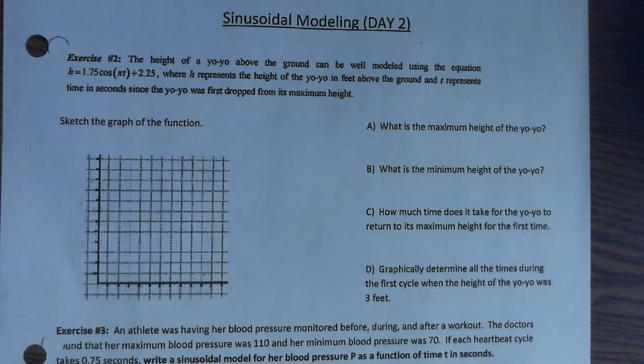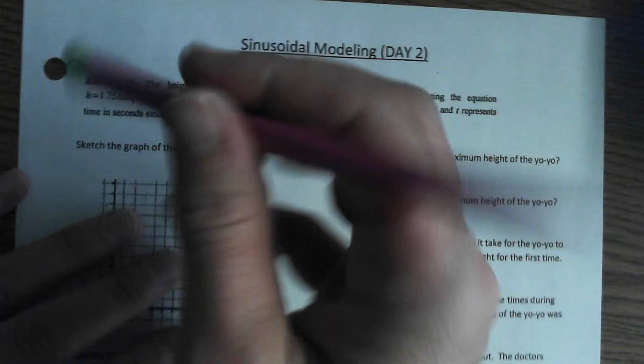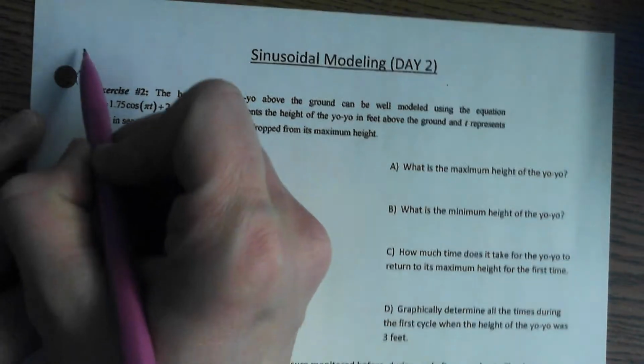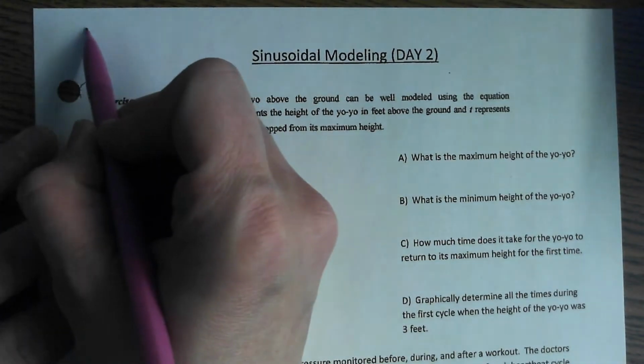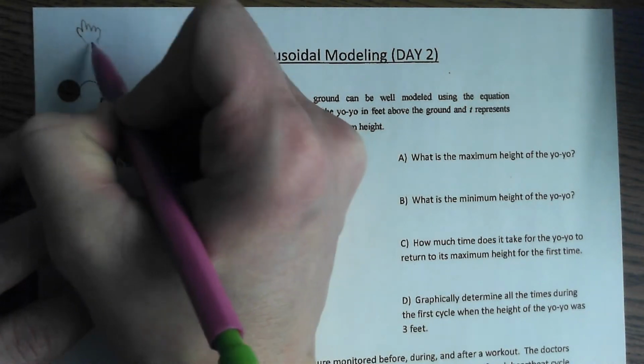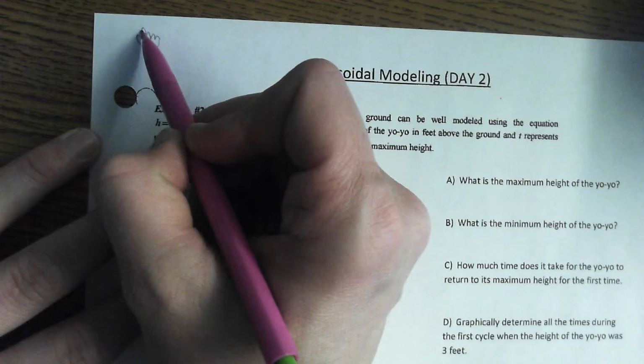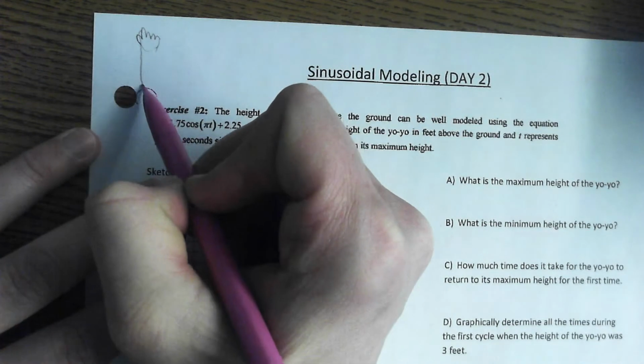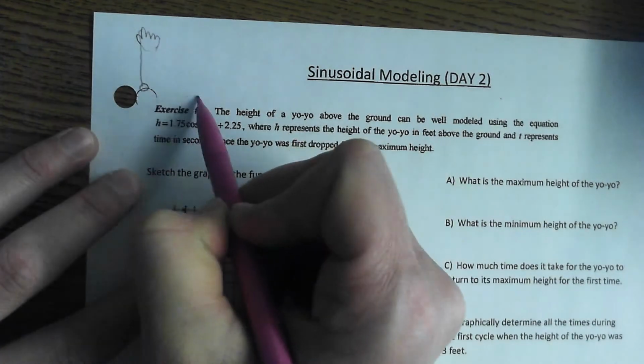We all agree that when you're dropping a yo-yo up and down, it's a sine function. Here's your hand. That's our hand. Here's our yo-yo. Here's the ground, right?